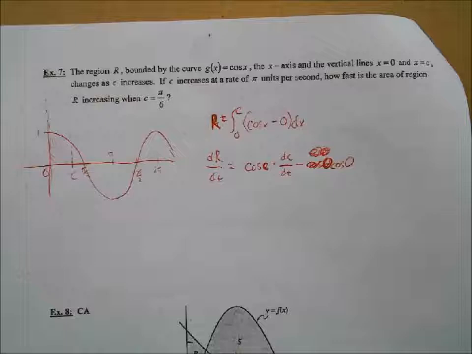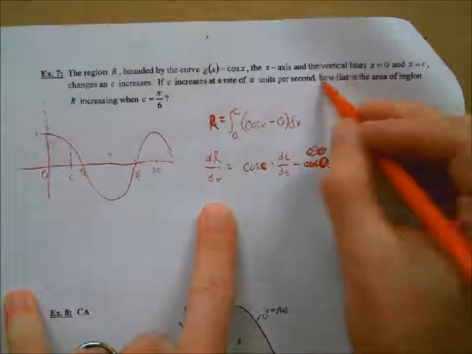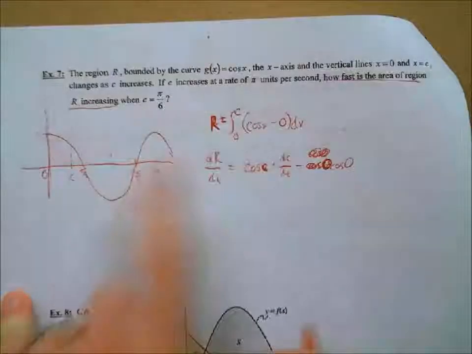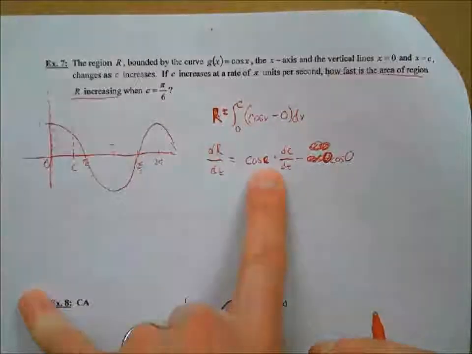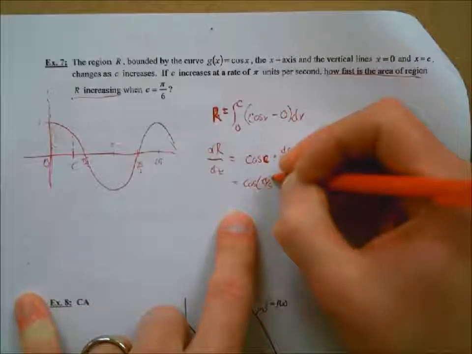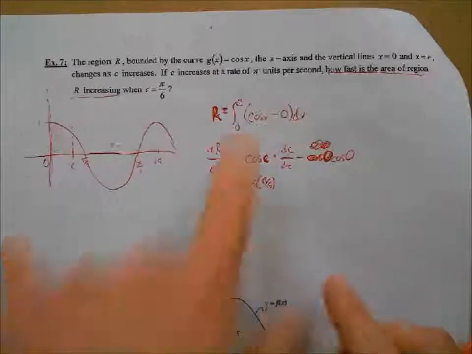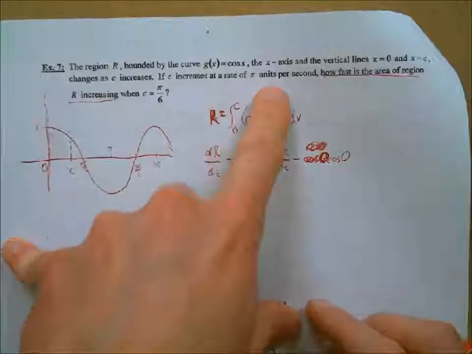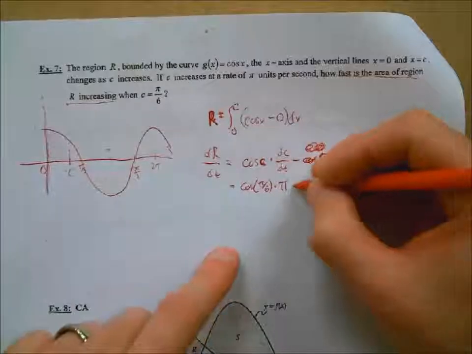So there's our setup, right? There's our second fundamental theorem of calculus. dR/dt, that's what we're trying to find: how fast is the area of region R increasing? That's what we're trying to solve for, when c is pi over 6, so we plug pi over 6 in for c. What is dc/dt? What is the rate of change of c? c increases at a rate of pi units per second. So it's times pi, and then cosine of 0 is 1, so minus 1 there.